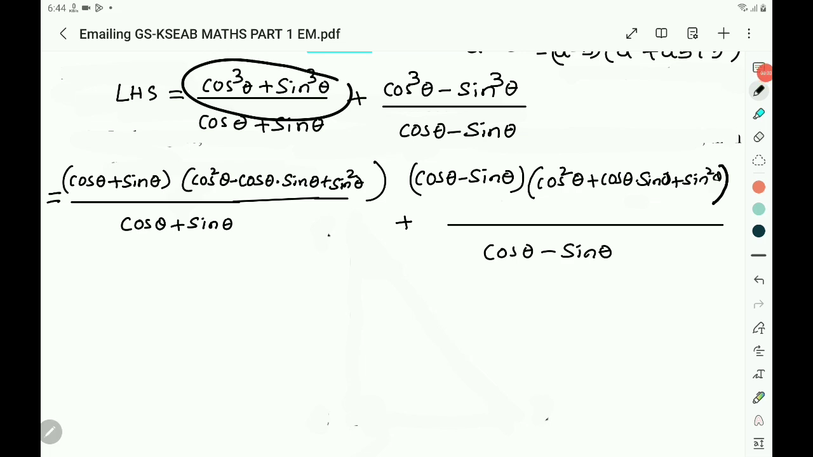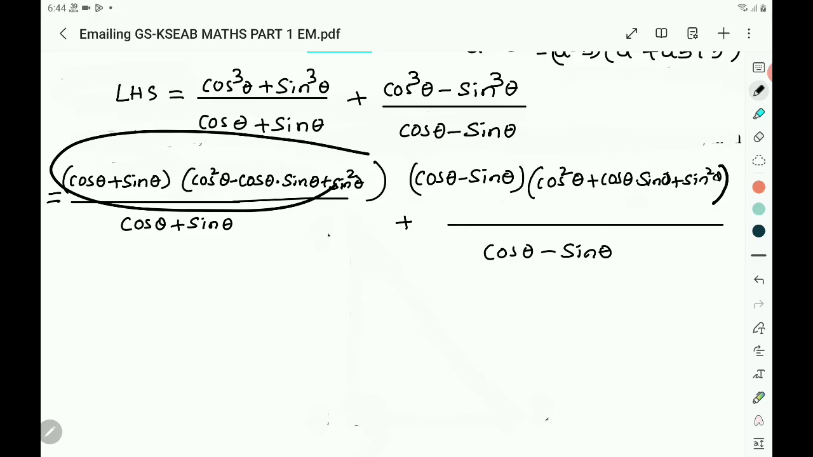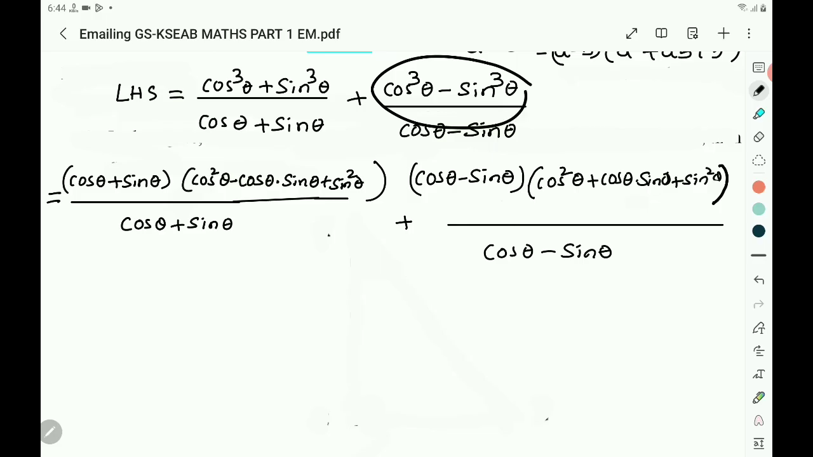The factors of cos cube theta plus sin cube theta are these two. Cos theta plus sin theta into cos square theta minus cos theta into sin theta plus sin square theta. And the factors of cos cube theta minus sin cube theta are these two. Cos theta minus sin theta into cos square theta plus cos theta sin theta plus sin square theta. Then here the denominator is cos theta plus sin theta. Here the denominator is cos theta minus sin theta. Now you can cancel these two. Here also you can cancel these two. Equals.